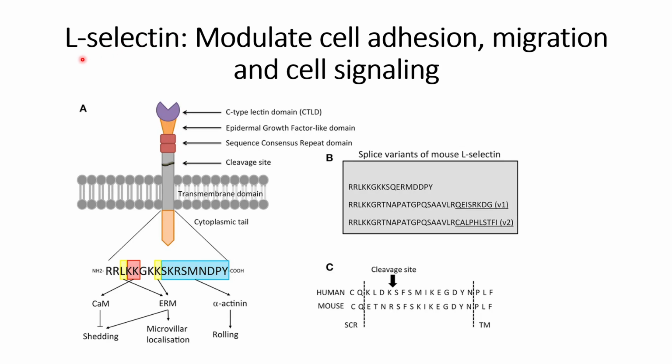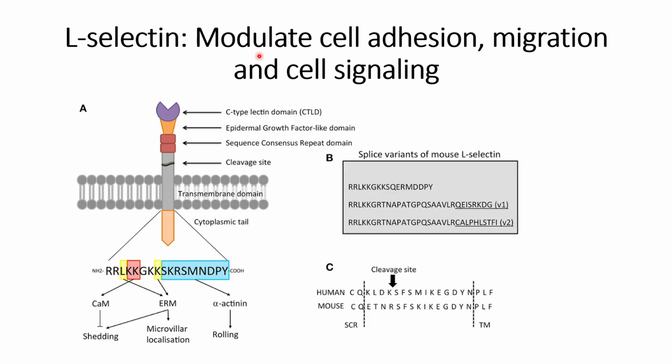In this video we will discuss L-selectin and its structure. Basically, its role is to modulate cell adhesion, migration and cell signaling, and we have seen some of its role in the previous video, where we discussed how it helps dendritic cells or the immune cells to reach the tumor sites.